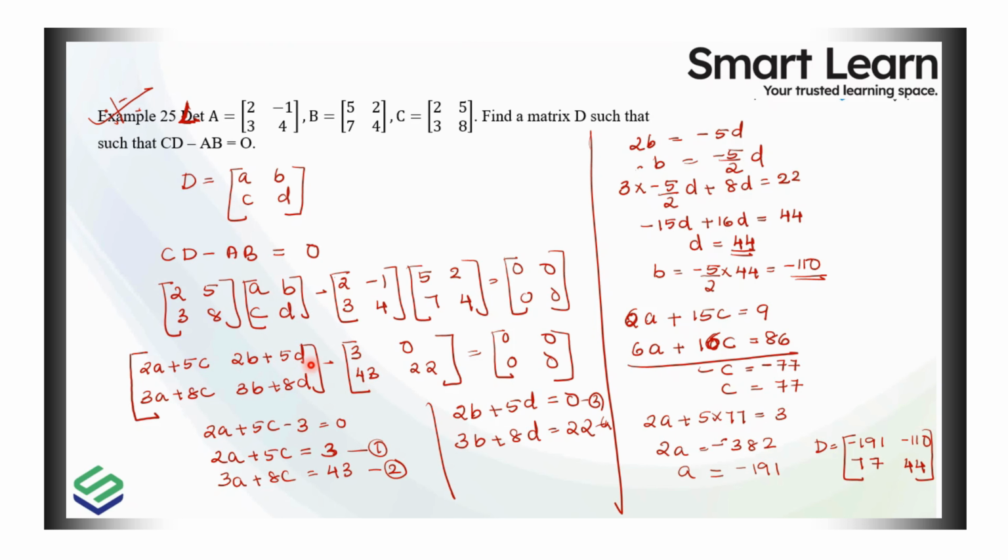2b plus 5d equal to 0. 3a plus 8c equal to 43. 3b plus 8d equal to 22. So you got 4 equations. By solving these 4 equations, you will get a, b, c, d. You know how to solve the linear equations, so I am not explaining that one. Then you have to write the final matrix as a, b, c, d. That should be your final answer.